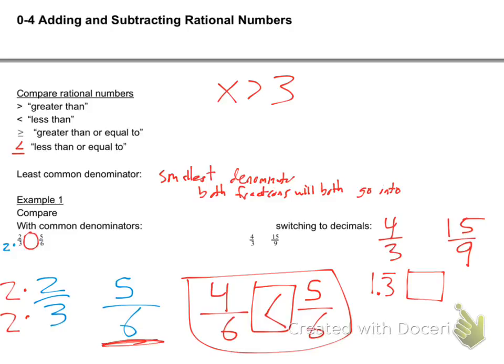And what is 15 divided by 9? 1.6 repeat. And obviously, which one's bigger? The one on the right, which we use again a less than symbol, because 1.6 repeat is bigger than 1.3. This is easy to say: my alligator mouth, or that symbol, is going to be opening to the larger number.